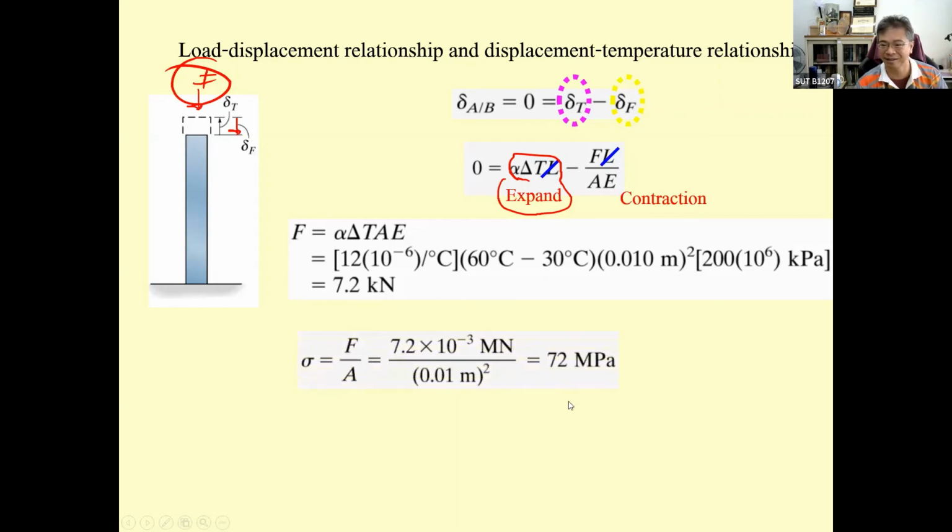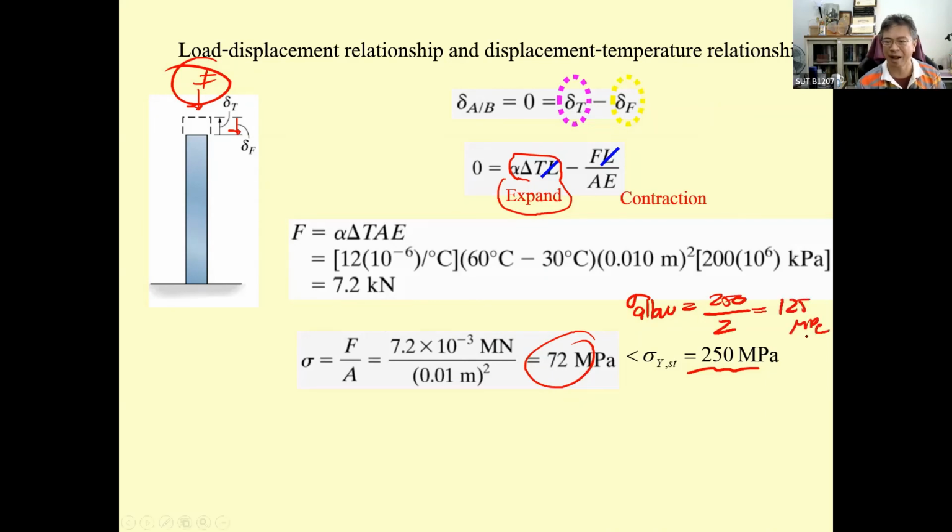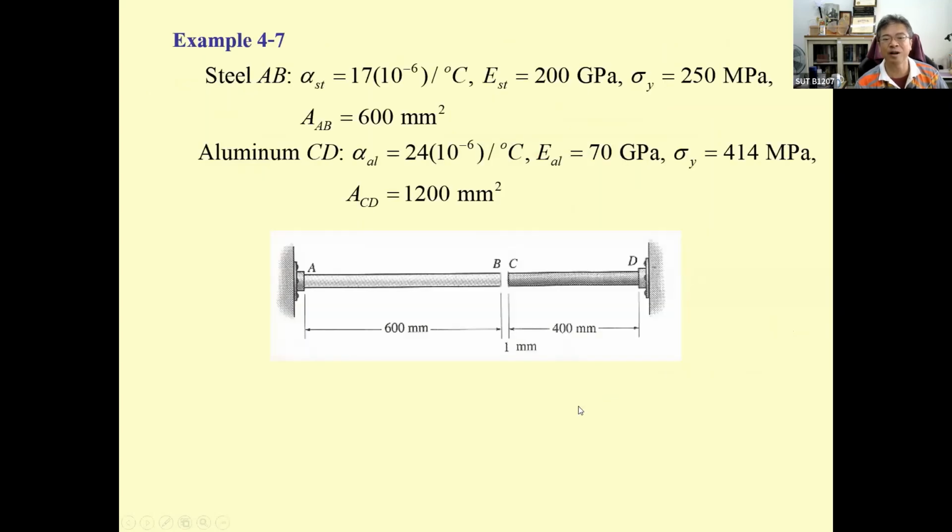And the stress is 72 megapascal. Even though it's less than the yielding stress, that is quite a lot, compared to the sigma allowable, which is going to be 250 divided by 2, that is 120 megapascal. So this is the important thing.